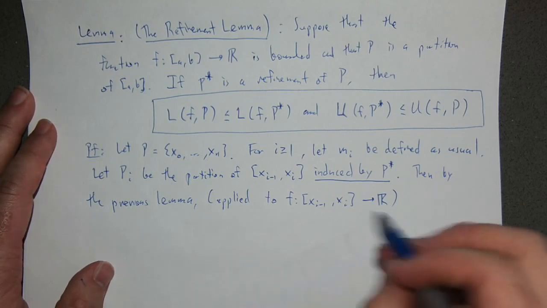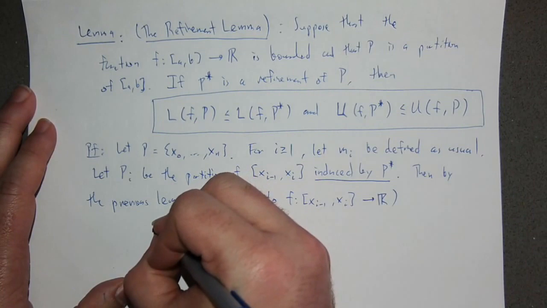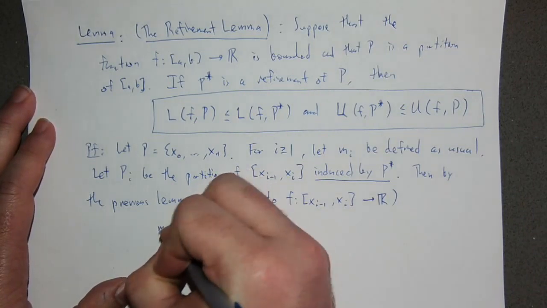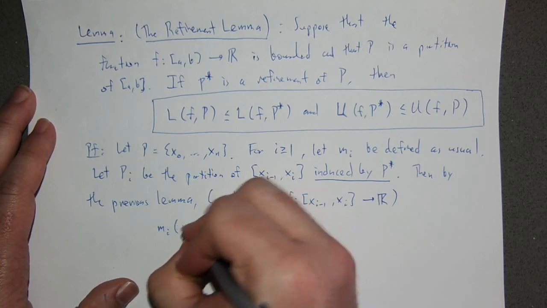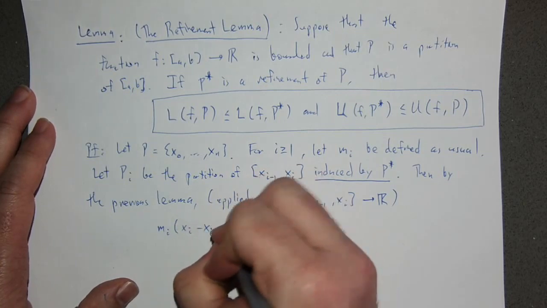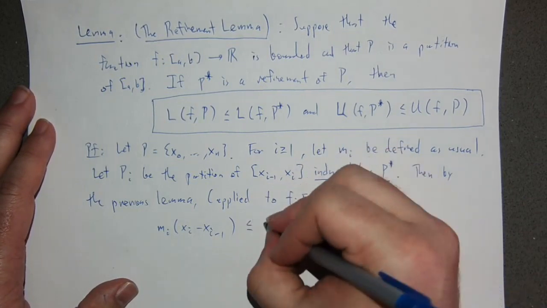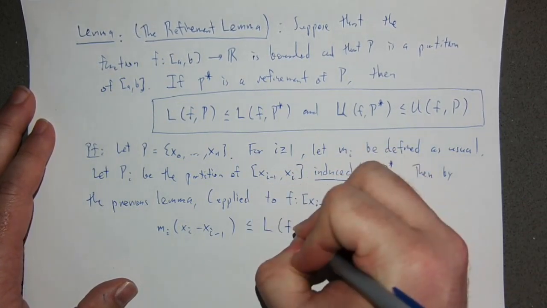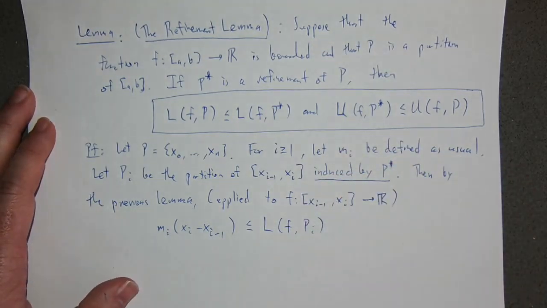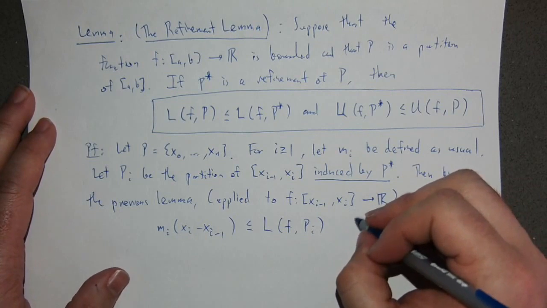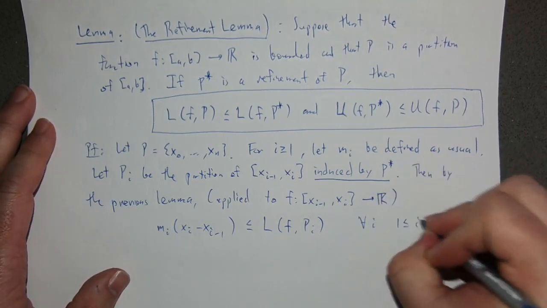So what does this mean? What I get is that m sub i times x sub i minus x sub i minus 1 is less than or equal to L f of P sub i. And this is true for all i between 1 and n.